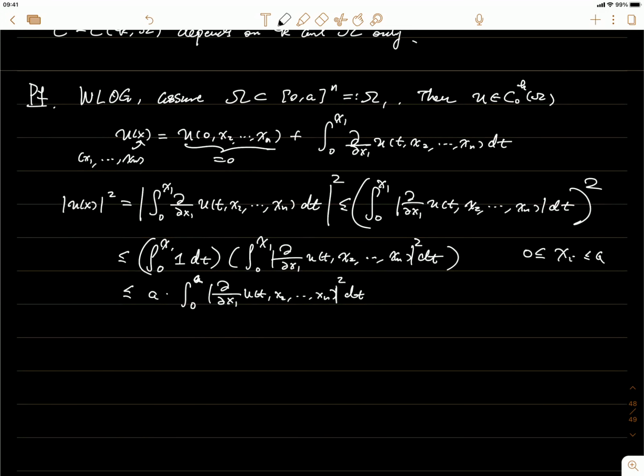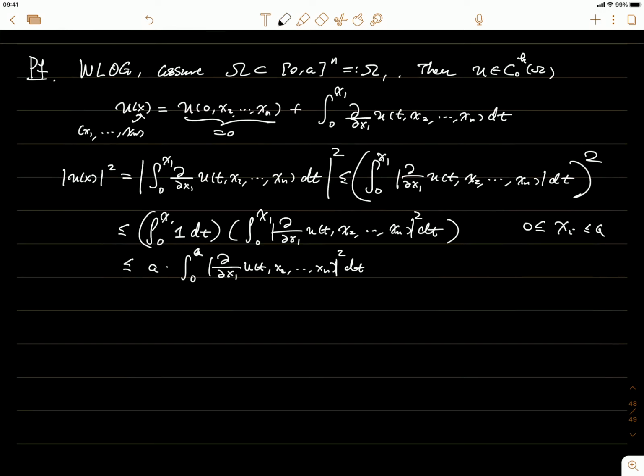Okay, then we have this, and you can see that the integral doesn't depend on x1 at all because it's only the partial derivative with respect to x1. But then we take the integral of this t, which is in the place of x1, from 0 to a. So this is already independent of t. It's already independent of x1. So we can take the integral one more time of this ux over the omega 1, which is the cube.